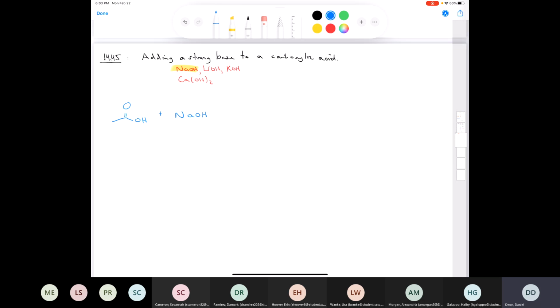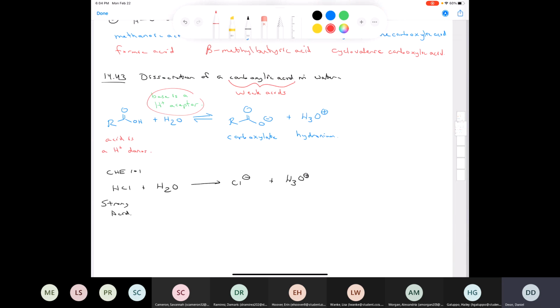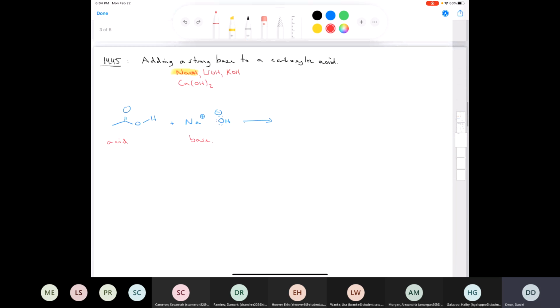Well, what happens is this, and I'm going to draw it in a little more detail to help you understand what is going on. We have our sodium hydroxide, the sodium cation and the hydroxide anion. You have your carboxylic acid and you have your base. As you saw a few minutes ago, a base is a proton acceptor. You could also call it a proton taker. It just wants to take a proton.